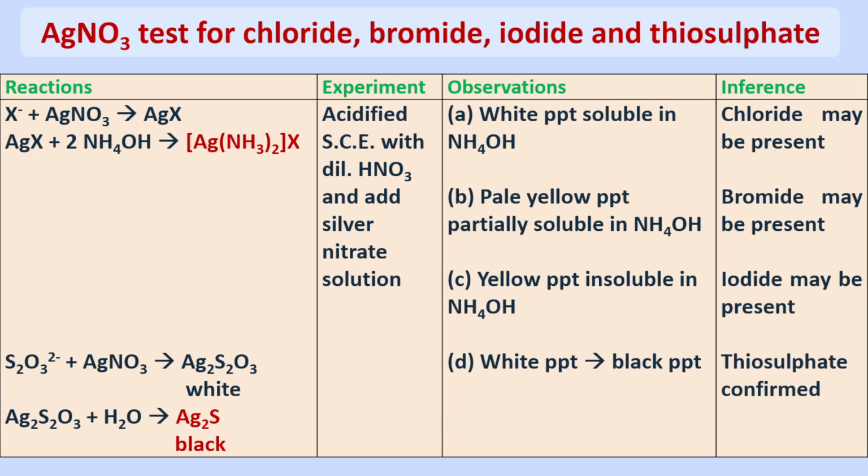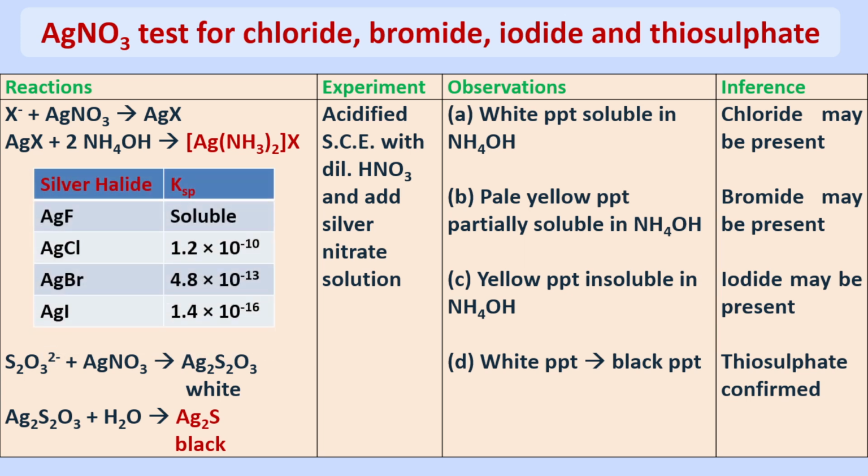The halide ions upon treatment with silver nitrate solution form their corresponding silver halides, which later form a complex when treated with ammonium hydroxide. The solubility of the complex depends on the solubility product of their silver halides. As seen in the table, the solubility of silver halide decreases from fluoride to iodide. Consequently, the complex of chloride is soluble, whereas the complex of iodide is insoluble. Since the silver fluoride is soluble, fluoride cannot be analyzed using silver nitrate solution.